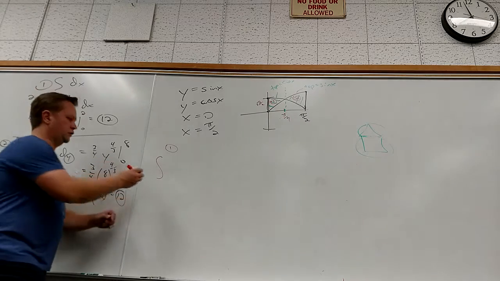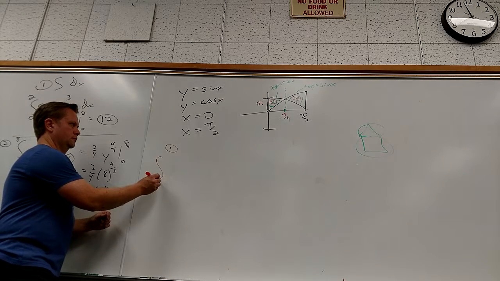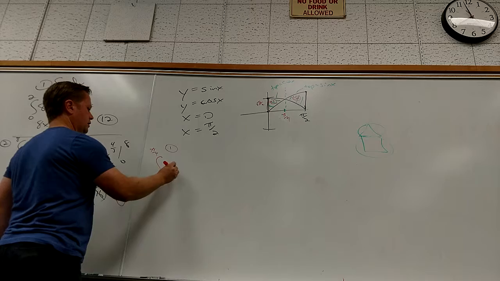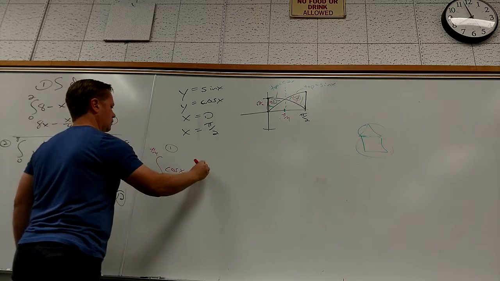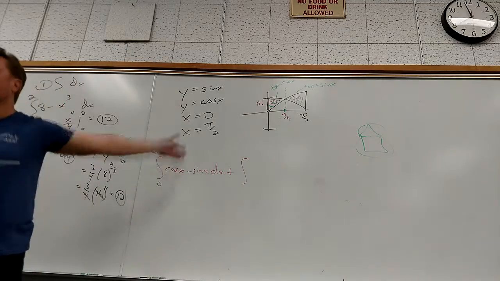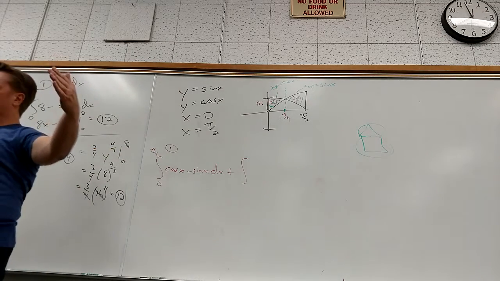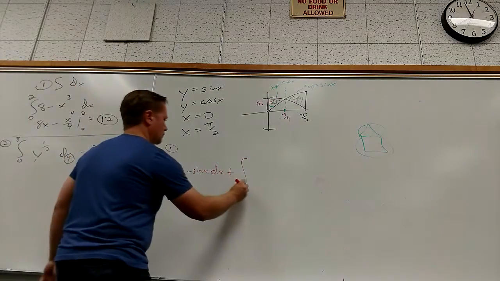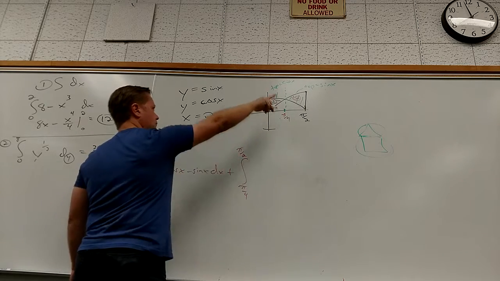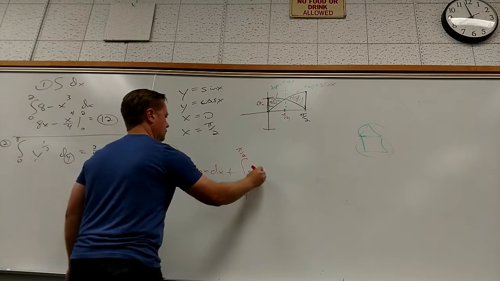So the first integral goes from 0 to pi over 4. The top we said was cosine. Plus, the second integral, of course, is going to go from pi over 4 to pi over 2 to complete that. But now what's on top? Sine.